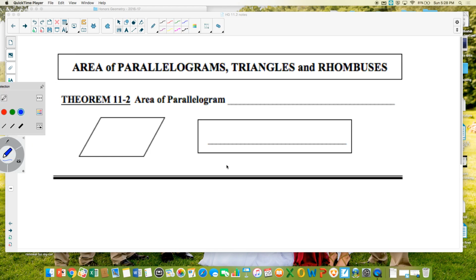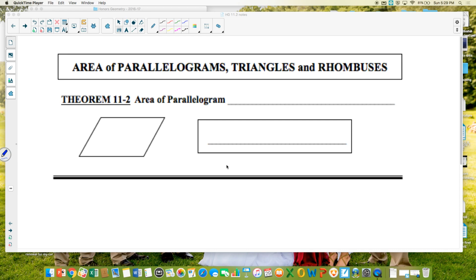Alright, hey there guys. We are back at it with the flipped classroom, and this is section 2 on area of parallelograms, triangles, and rhombuses. So I know yesterday's lesson was pretty straightforward. Probably everything we've done you've seen before. Today may be the same, but we're getting to some more challenging problems.